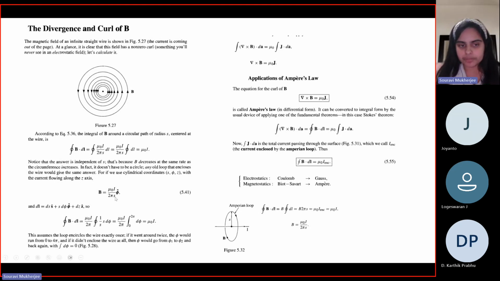if you write the general form, you can use cylindrical coordinates, and because your current is flowing out of the page, you can consider it along z.